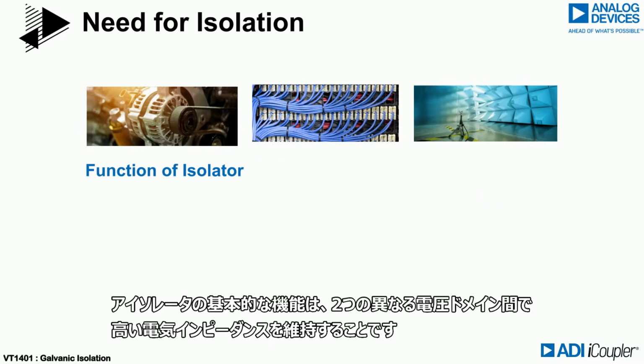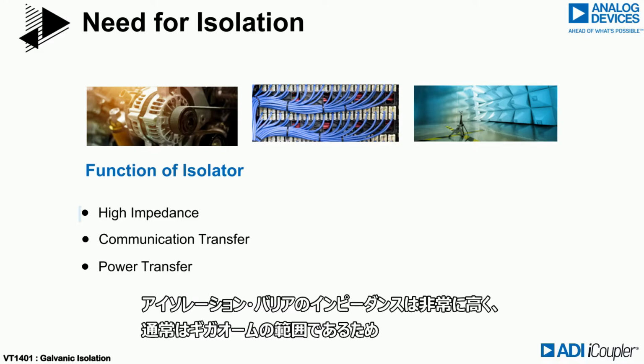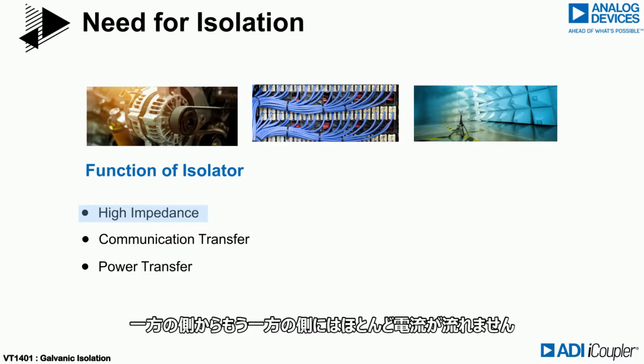The basic function of an isolator is to maintain a high electrical impedance between two different voltage domains. Some can transfer communications or power, and some allow for the transfer of both integrated into one device. The isolation barrier impedance is extremely high, typically in the gigaohm range. Therefore, almost no current flows from one side to the other.